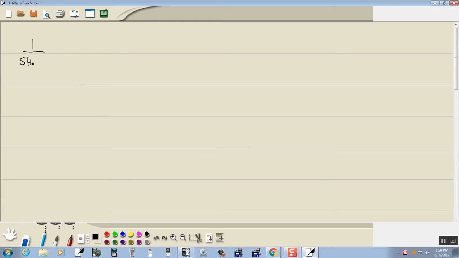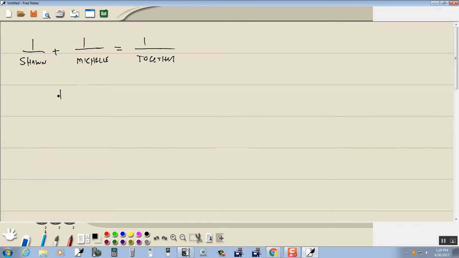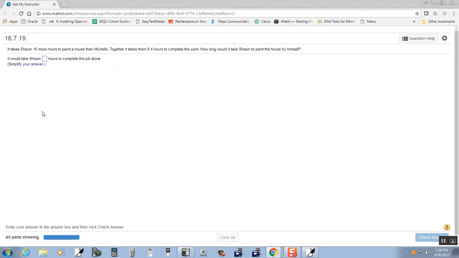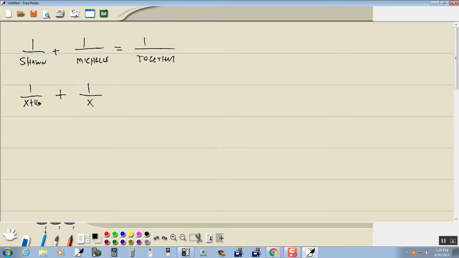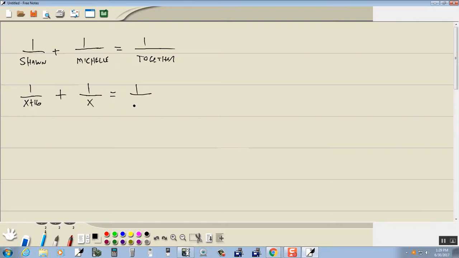So we've got 1 over Sean plus 1 over Michelle, and they're working together, so 1 over together. Now it says it takes Sean 16 more hours to paint the house than Michelle. So if Sean is put in reference to Michelle, Michelle is x, and Sean is 16 more hours, so this would be x plus 16. And then together they finish in 8.4 hours.